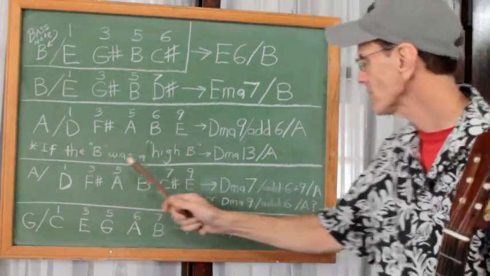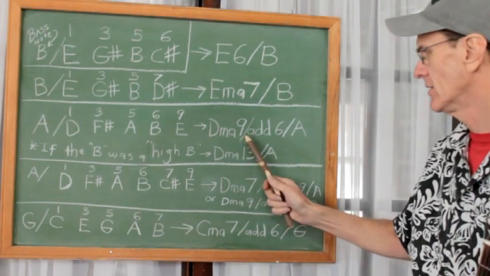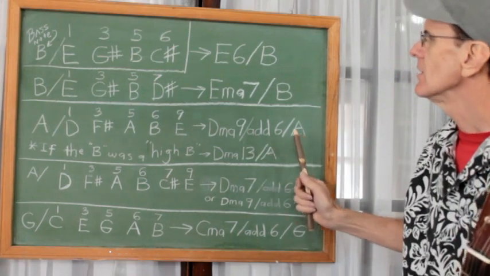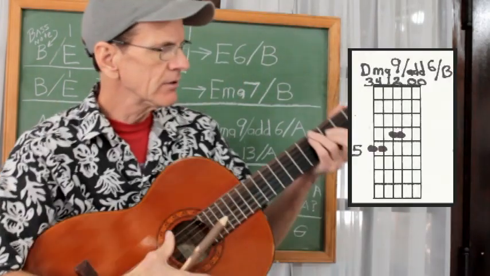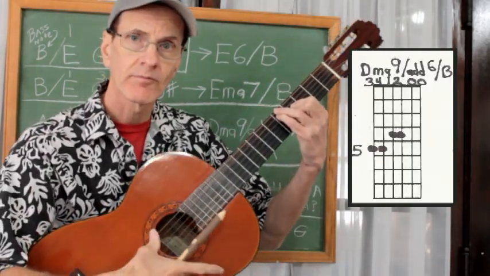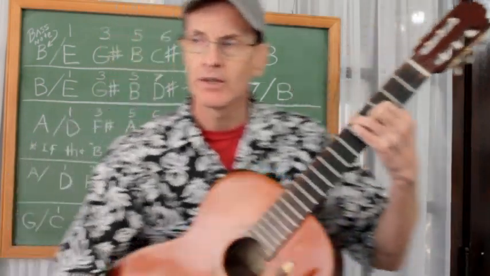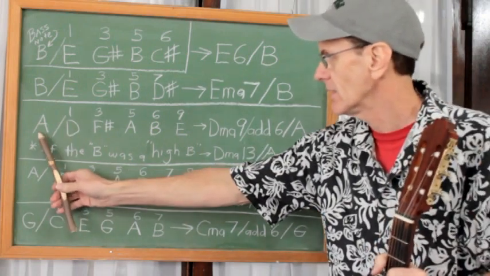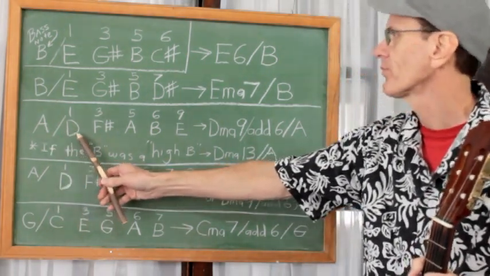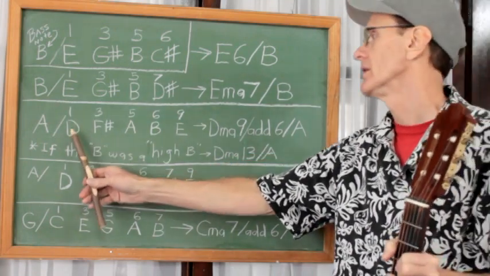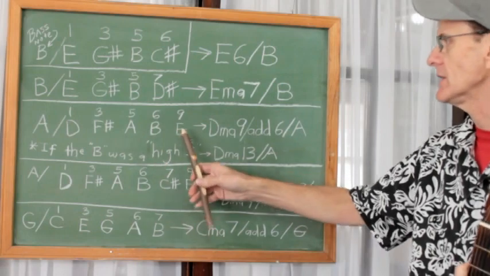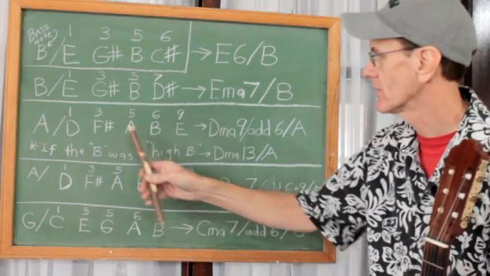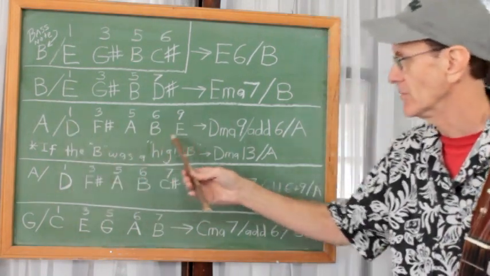The next chord is called a D major 9th, add 6, slash A. Okay? So let's go ahead and play that one so you can hear it. And then let's look at the notes that comprise that chord. We've got the low A in the bass on the 6th string. Then we've got the root of the chord, D, F sharp, A, B, E. 1, 3, 5, 6, 9 is the chord formula for this chord. And then the chord spelling is D, F sharp, A, B, E.